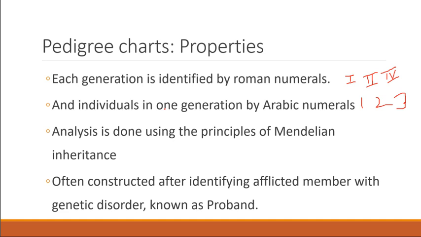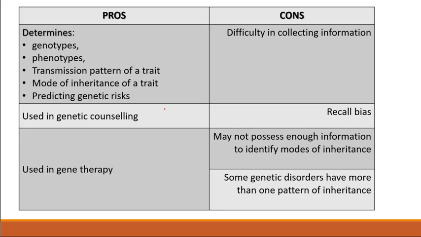Often, these pedigrees are constructed to identify the afflicted member with a genetic disorder, and the person who has contacted is called the proband. So, this was about it. The pros and cons. Generally, pedigree determines phenotypes, the pattern of inheritance, mode of inheritance.